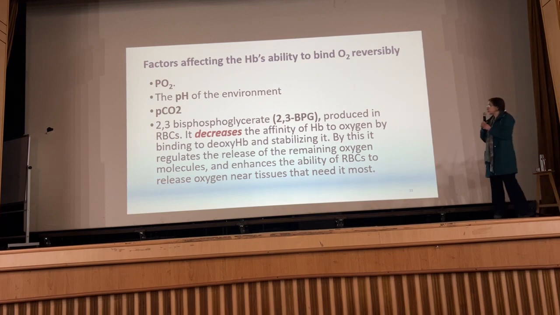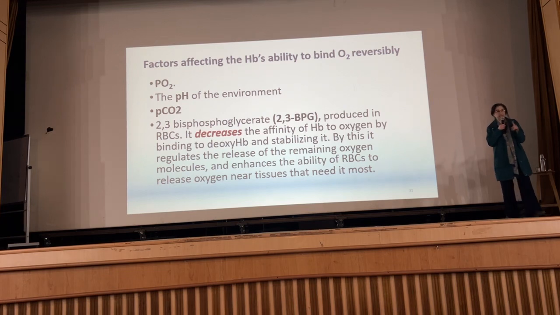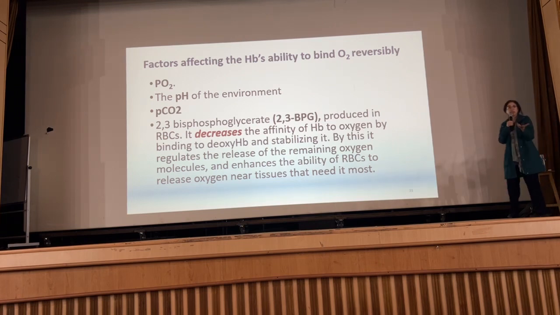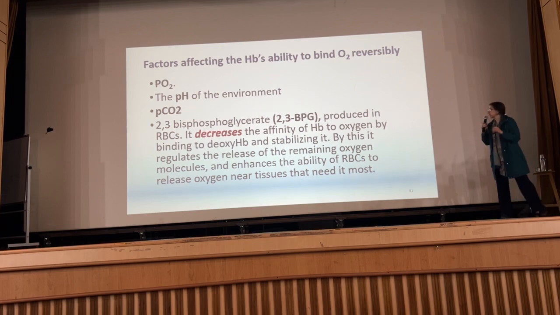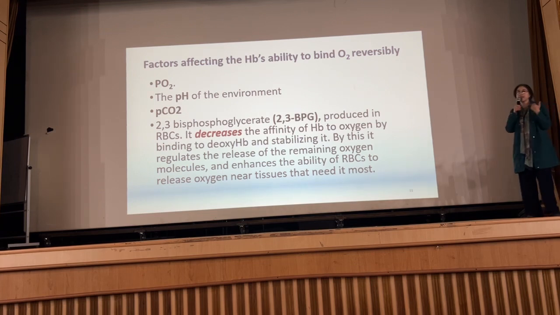There is this compound called 2,3-BPG or BPG. It's either called bisphosphoglycerate or diphosphoglycerate. It's the same thing. This is a small organic compound. It's non-proteinous. A small compound that binds to hemoglobin. What does it do? It exists naturally in RBCs. It decreases the affinity of hemoglobin to oxygen. How? It binds deoxyhemoglobin and stabilizes it.